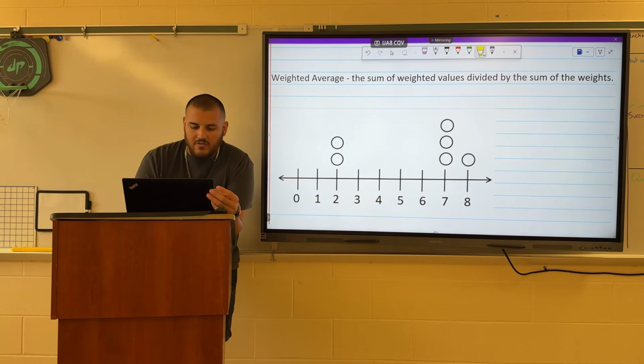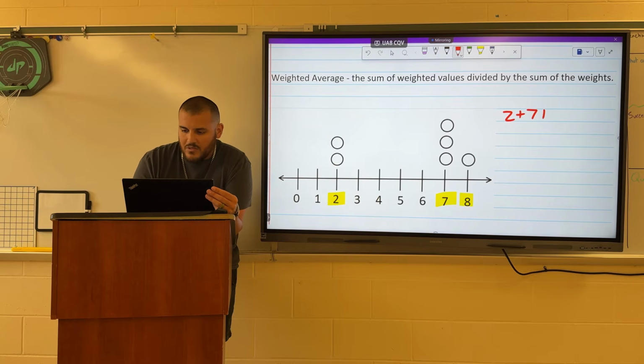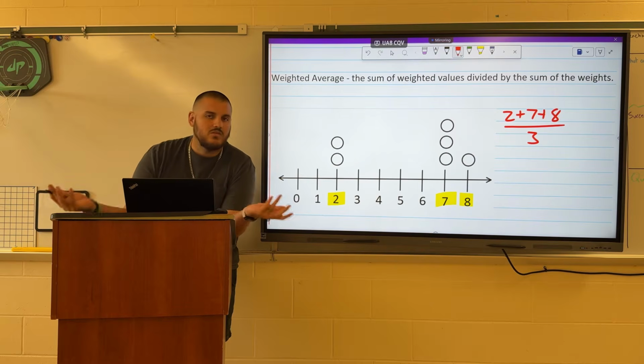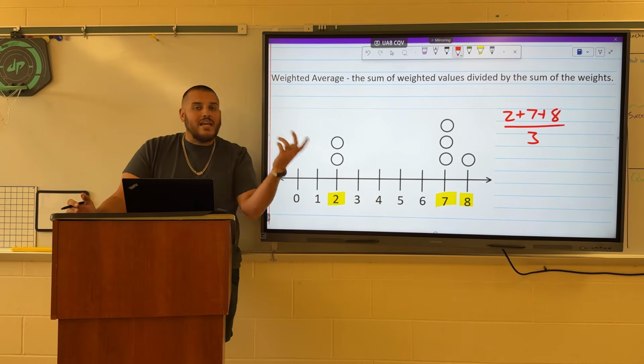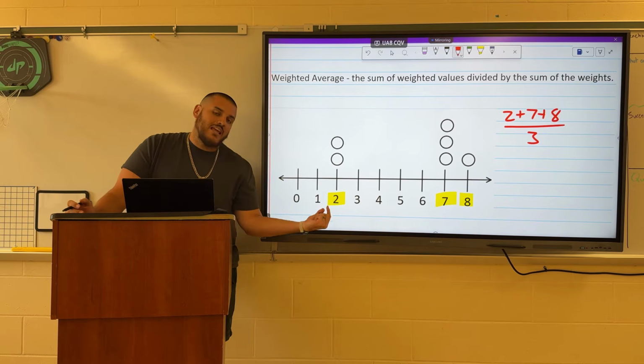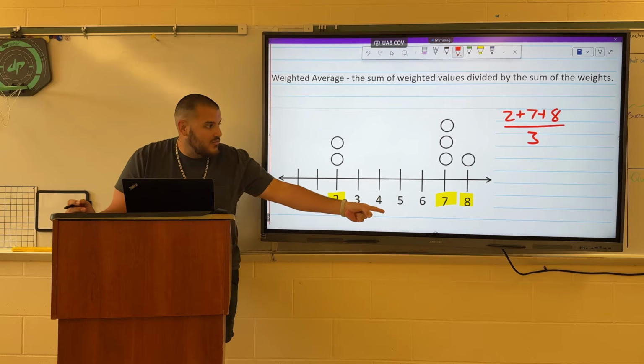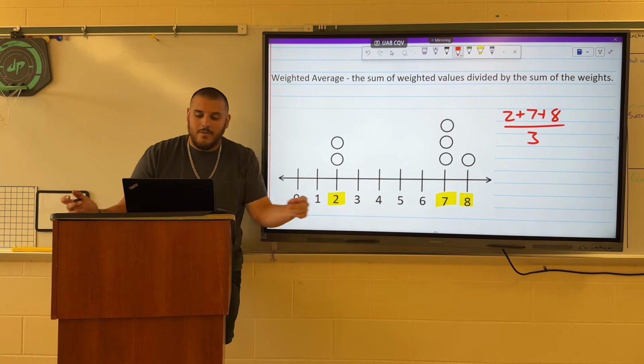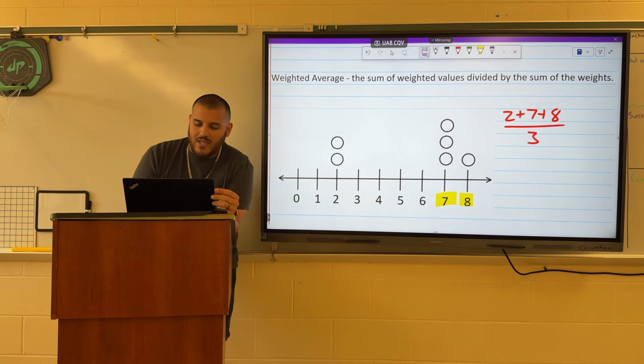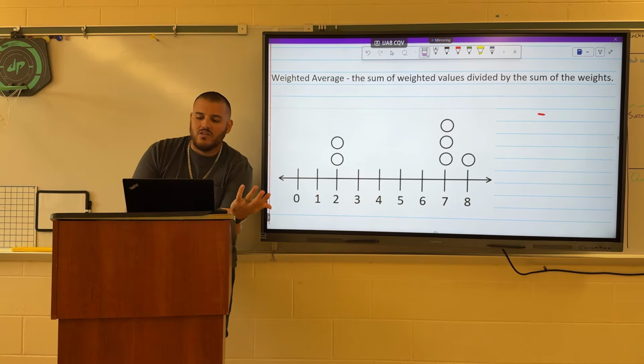Like if I wanted the average of 2, 7, and 8, I would just add those up, 2 plus 7 plus 8, and I would divide by the number of values. There's 3 of those, right? Weighted average, though, just assigns extra values to each number. Like this number line shows, I don't just have 1 2 here, I have 2 2s. And I don't just have 1 7, there's 3 7s. Okay, so we have to take that into account, but it is just average from there.